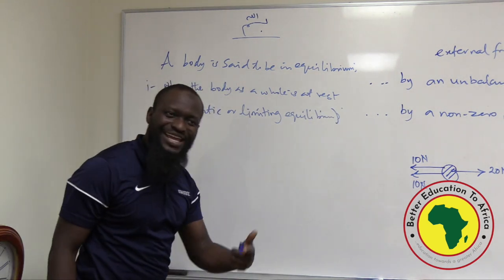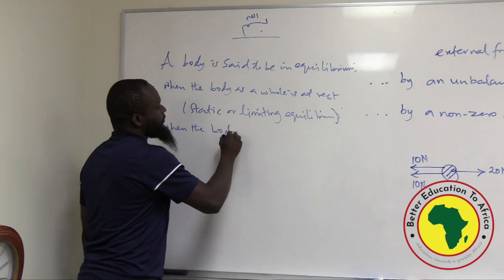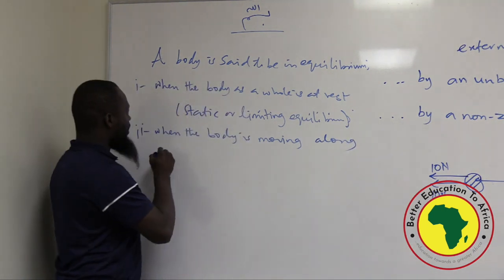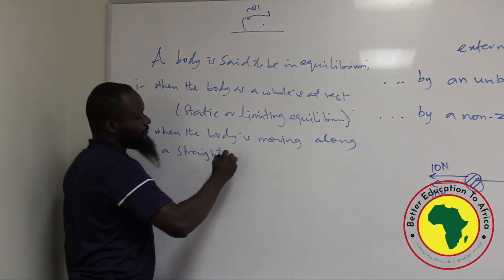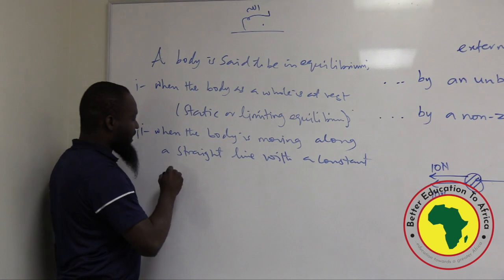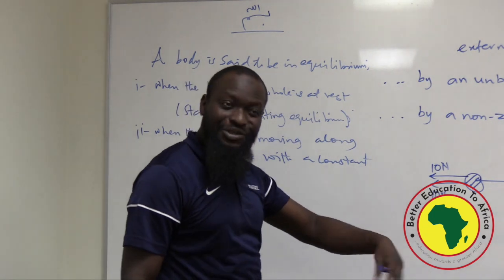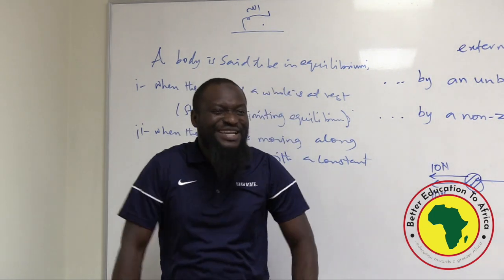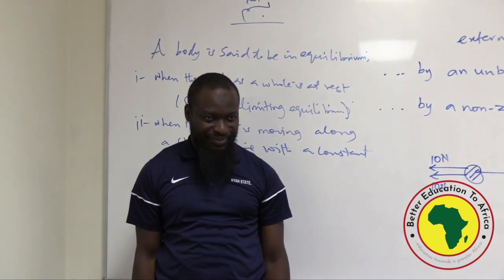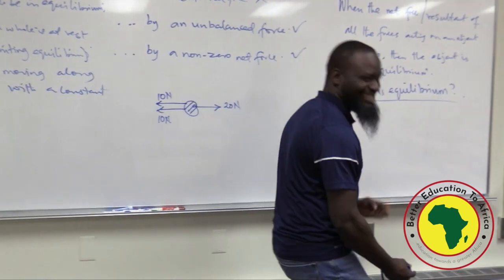I can define equilibrium in another way. Another way is when the body is moving along a straight line with a constant velocity. When you move with constant velocity, you're also in equilibrium. So equilibrium does not only mean standing in one place. Standing in one place is just an example of equilibrium. You can move in equilibrium so long as you are moving with constant velocity.